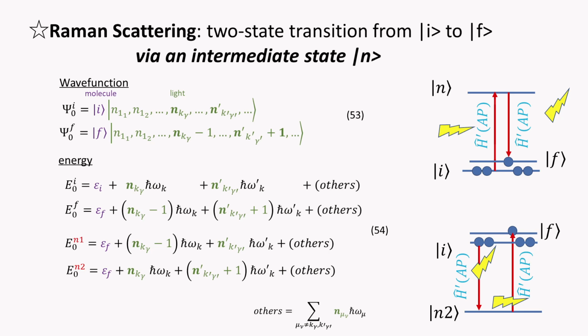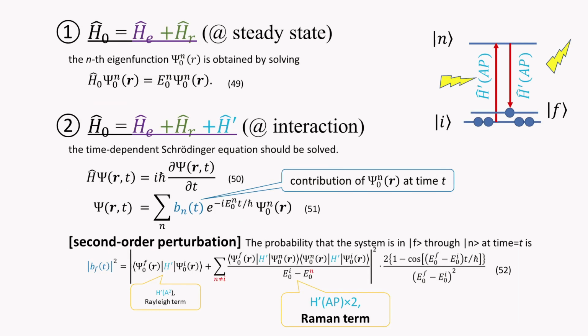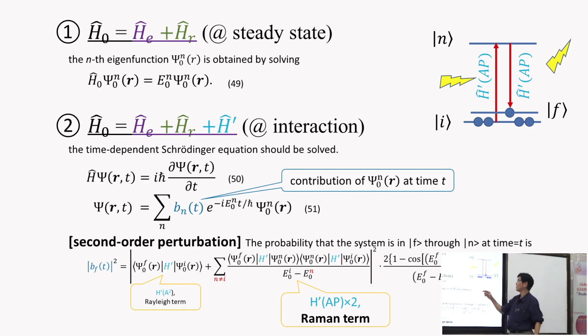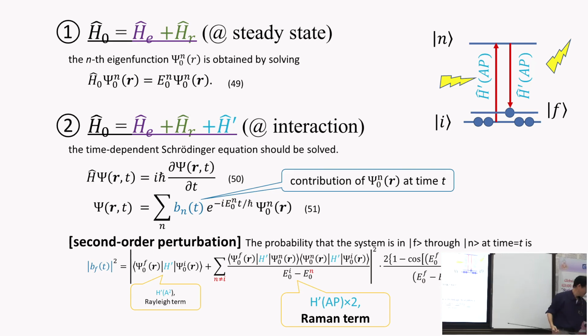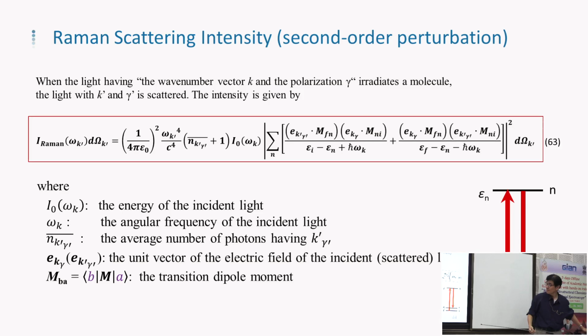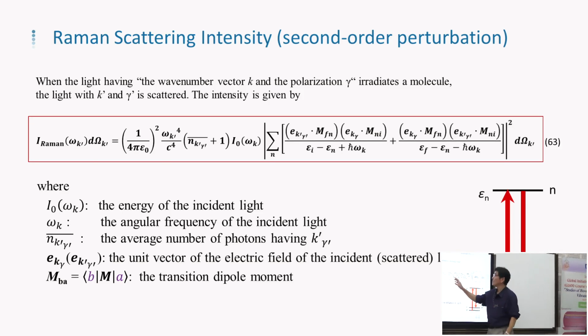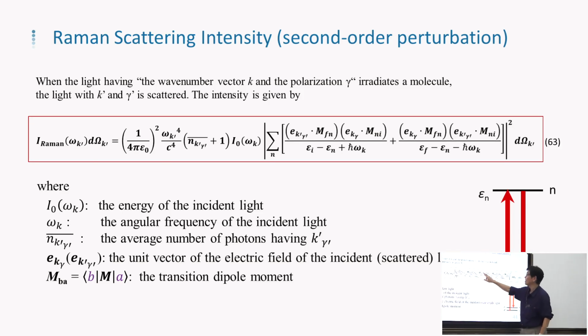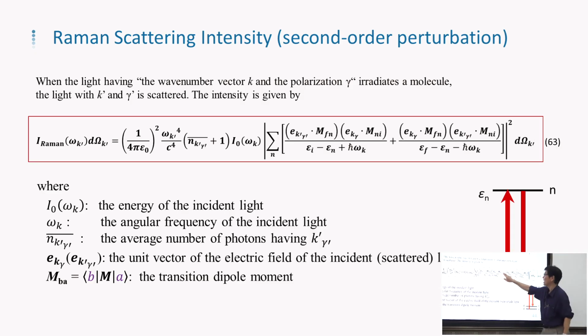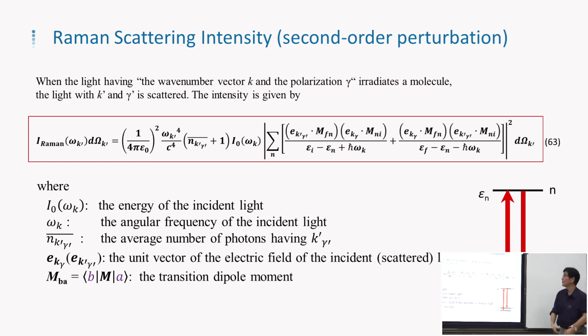It's difficult to explain at once. This process contains the transition from I to N, N to F. So there are two transitions, I to N, N to F, right? Accordingly, the moment includes the transition moment from I to N, N to F. Okay?